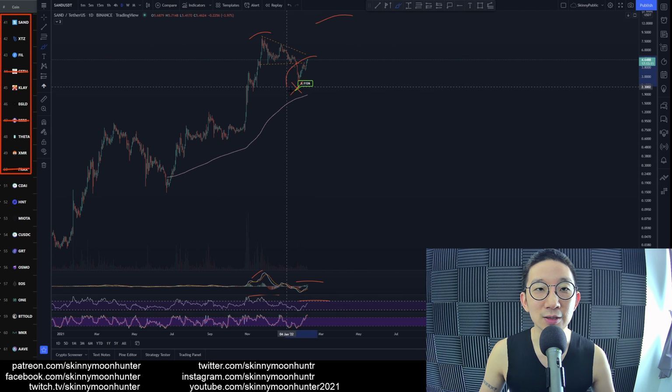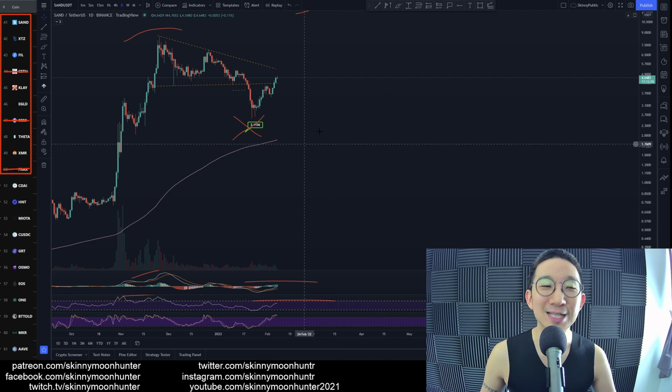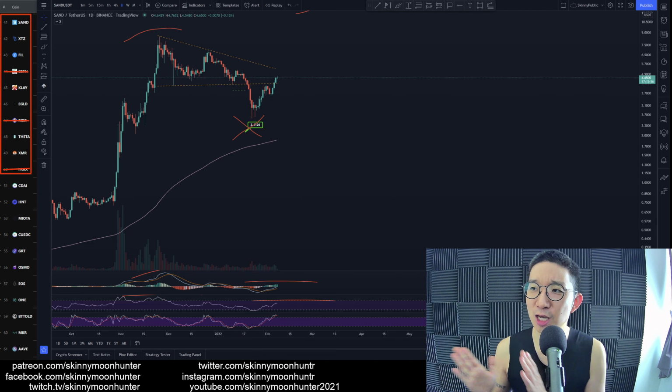How many percent have we risen? Yeah, we've already risen 85%. We're already above the support line, and more likely than not, more upside is to be expected for Sandbox. All right, I guess that's it for today's Crypto TA.